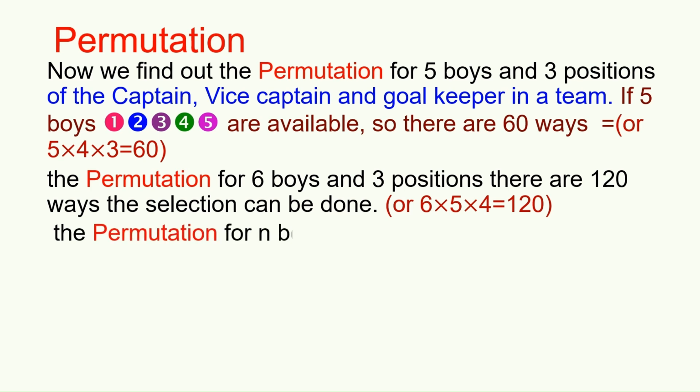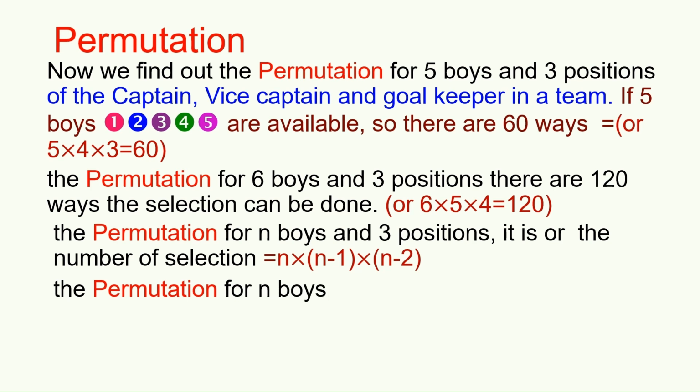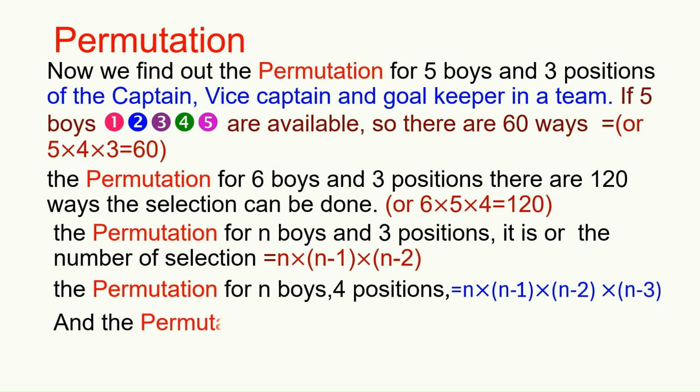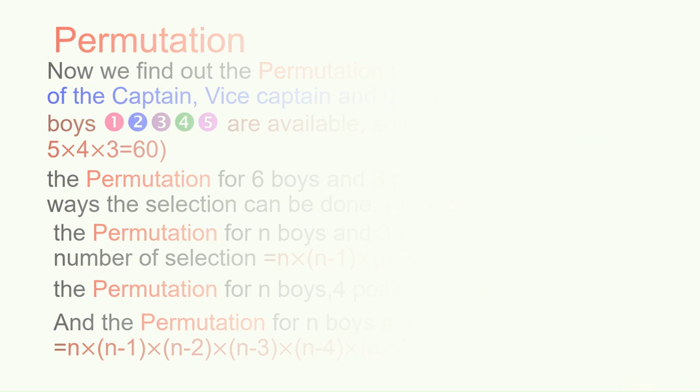The permutation for n boys and 3 positions: the number of selections equals n times n minus 1 times n minus 2. The permutation for n boys and 4 positions equals n times n minus 1 times n minus 2 times n minus 3. And the permutation for n boys and 6 positions equals n times n minus 1 times n minus 2 times n minus 3 times n minus 4 times n minus 5.